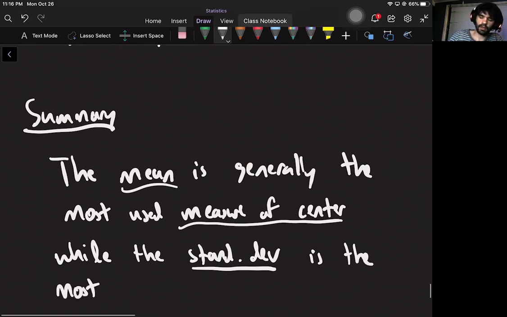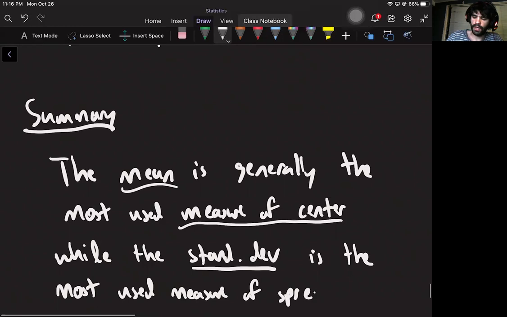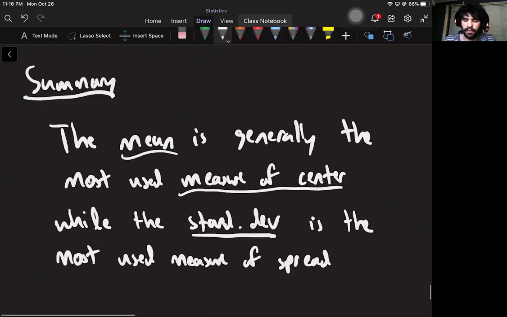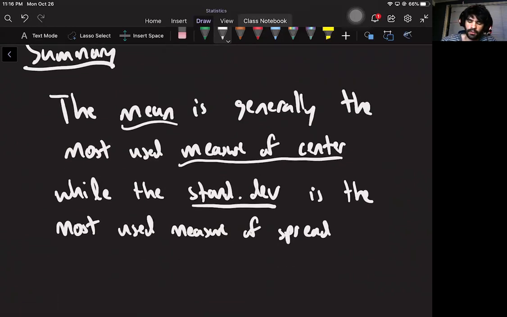So they sort of go together. And it makes sense that they go together because when you calculate standard deviation, you are in fact using the mean a couple times. But the main reason that these are the most used is because they are mathematically nicer, which again I hinted at, but for our purposes, we can't really get into that.